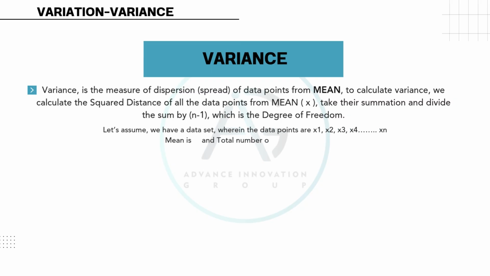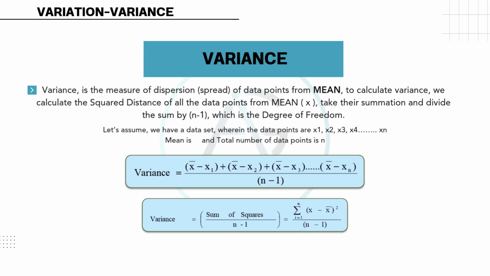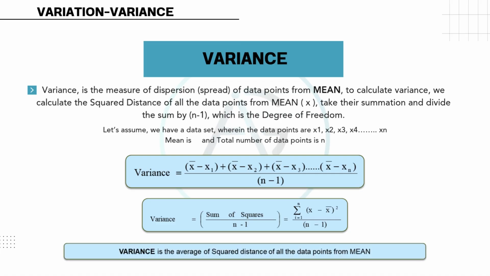Let's assume we have a data set wherein the data points are x1, x2, x3, x4, up to xn, the mean is x bar, and the total number of data points is n. Variance is equal to the sum of (mean minus x1) squared plus (mean minus x2) squared plus (mean minus x3) squared, and so on up to (mean minus xn) squared, all divided by n minus 1. Variance is the average of the squared distance of all the data points from the mean.